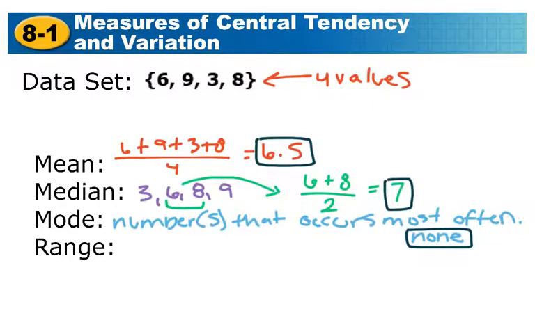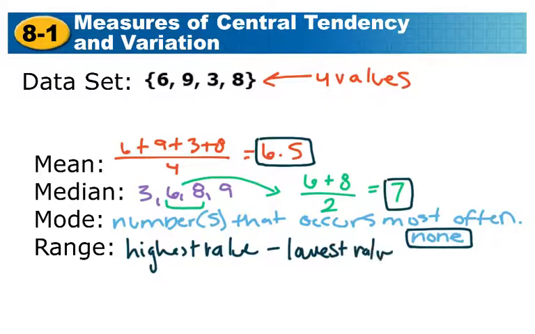Then your range just means that we're talking about the difference between the highest and the lowest value. So highest value minus the lowest value. And so the highest value is 9, lowest value is 3, and so we have a range of 6. And again, those ones are practiced a lot in previous classes, so hopefully we have most of that down.